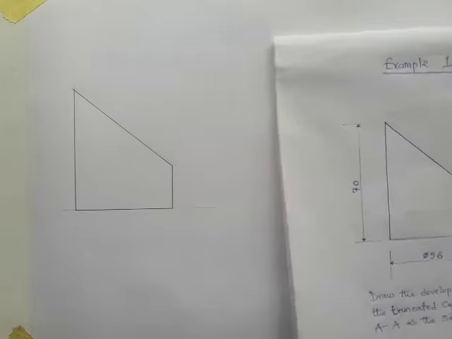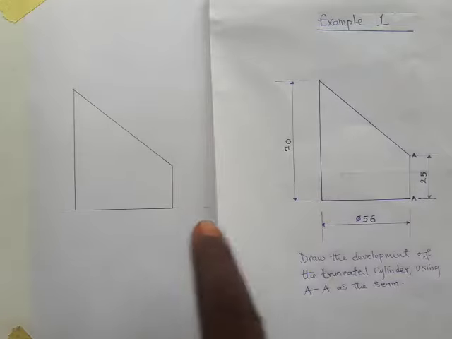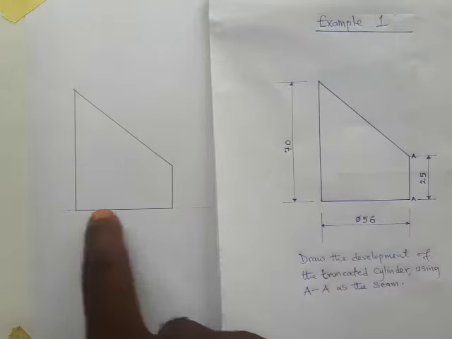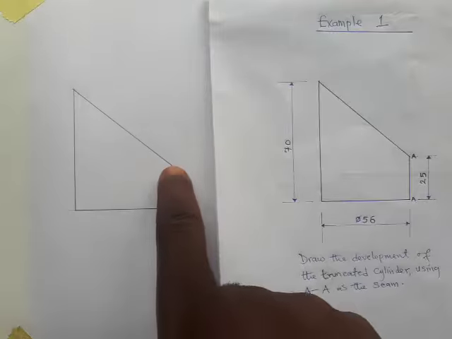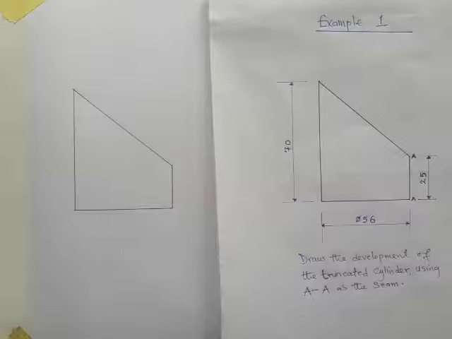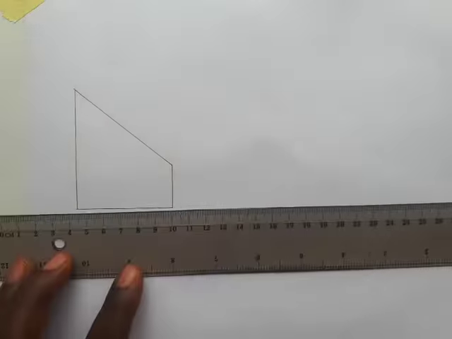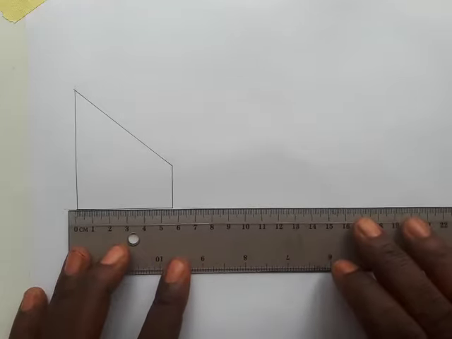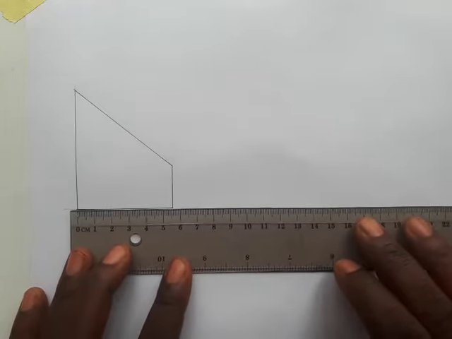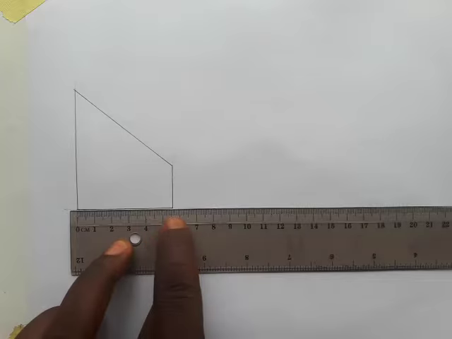Okay, so with the information, I have quickly drawn the elevation. This is 56, this is 70, as you can see, and this is 25. Let me quickly explain how I came about this. So I drew a line, and this is 56, as you can see. 50, 55, 56.